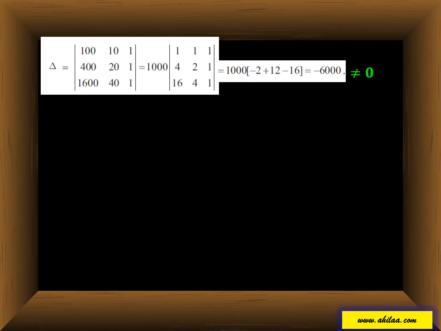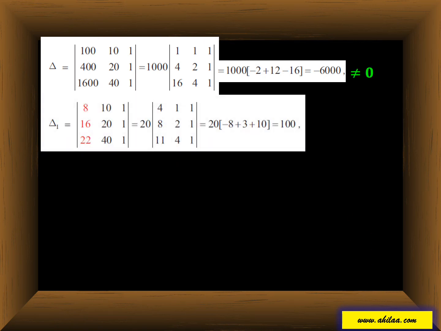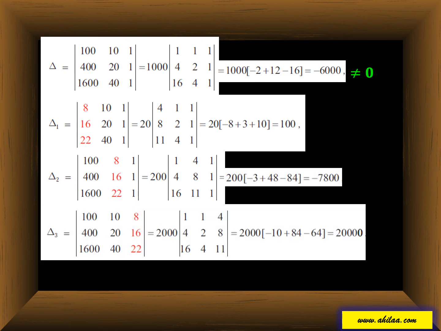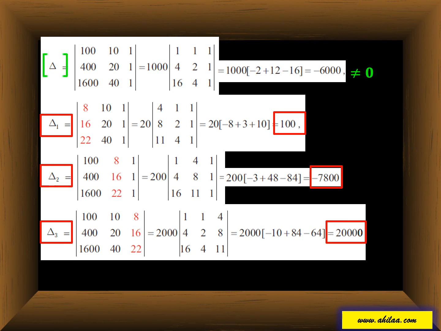which is minus 6000, not equal to 0. So we can proceed with Cramer's rule. Delta 1, replace the first column by 8, 16, 18, and the value we are getting is 100. Similarly, delta 2, replacing the second column by 8, 16, 18, we are getting the value minus 7800. And delta 3, by replacing the third column by 8, 16, 18, we are getting the value 20,000. So delta 1 is 100, delta 2 is minus 7800, delta 3 is 20,000. With these values, let us proceed to find the solution.